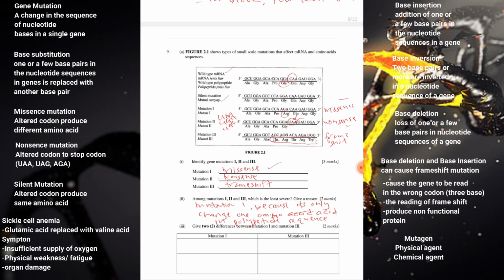Okay, so give two differences between mutation 1 and mutation 3. What are the differences between missense and frame shift mutation? The first one, mutation 1 is less severe. Mutation 3 is more severe, of course. Mutation 1 only involves one codon. Missense mutation only involves one codon. But mutation 3, frame shift mutation, involves many codons. Here we have 1, 2, 3, 4, 5 codons.